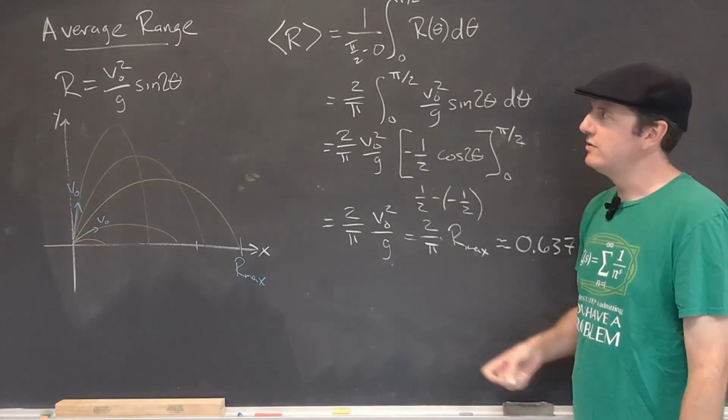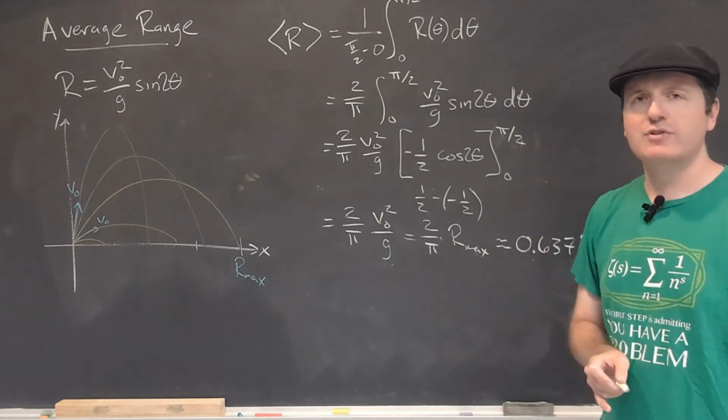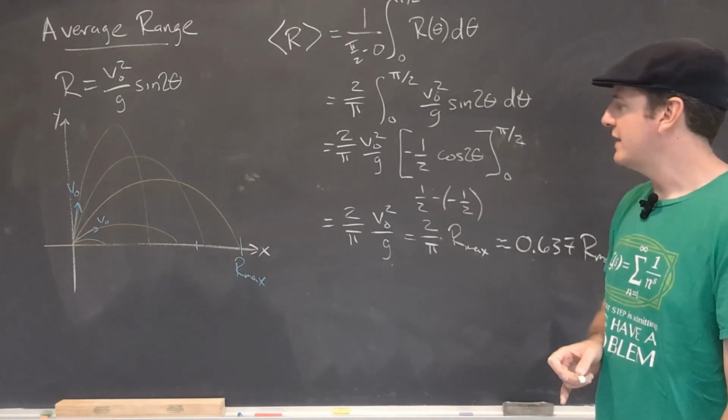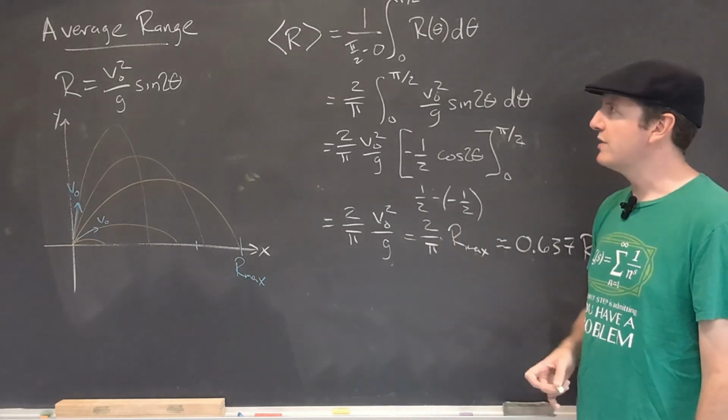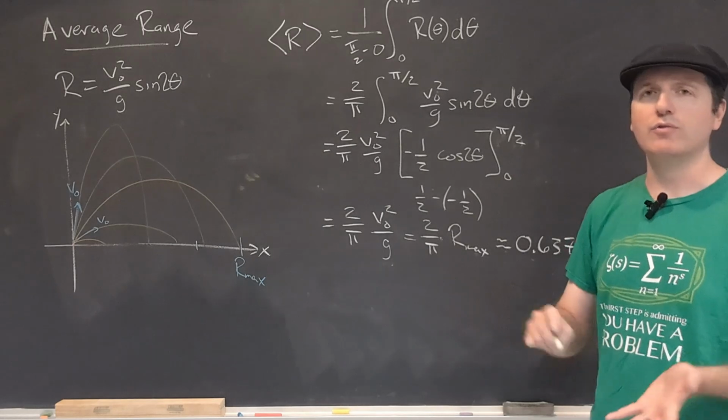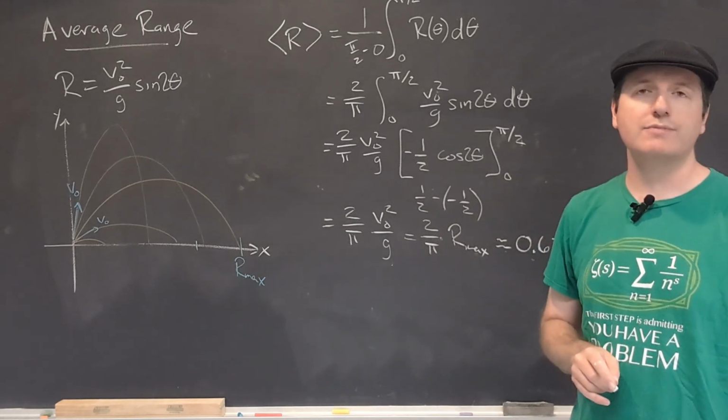So that's a nice quick little practice of taking an average of a continuous function, but we end up with this nice result for the average range of a projectile taken over a continuum of different launch angles. QED.